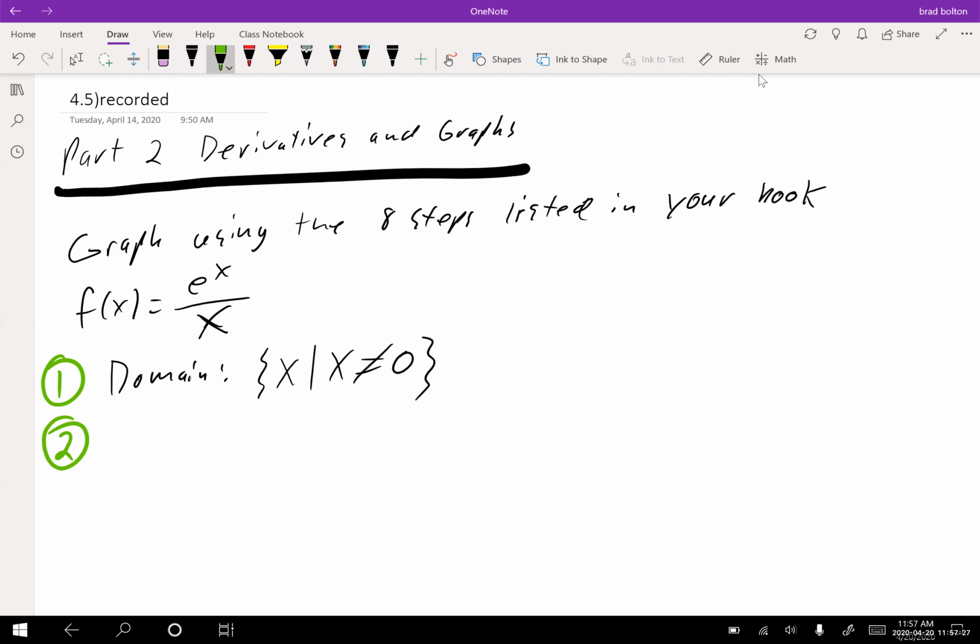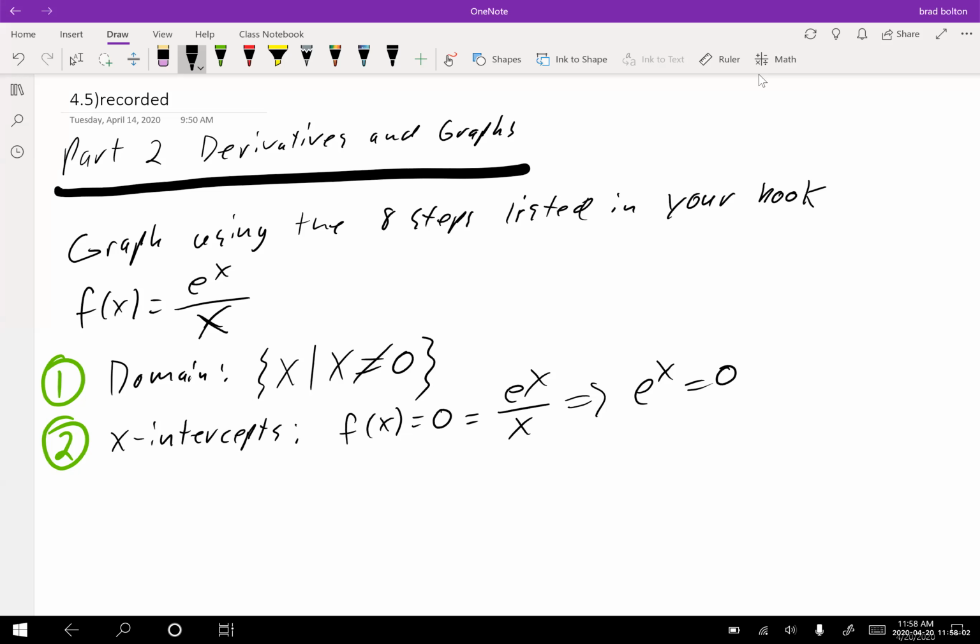Okay. Second thing they want to know are x-intercepts. Okay, so if we look at this problem, to find the x-intercept, remember you say that f of x, if you want to find the x-intercepts, you let it equal 0, and that means e to the x over x equals 0. Well, what's the only time that e to the x over x would ever be 0? Is when the numerator is 0, so we're going to set e to the x equal to 0, but e to the x can never be 0 because it's an exponential function.